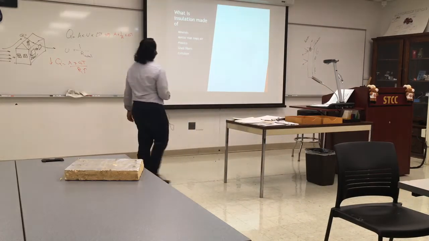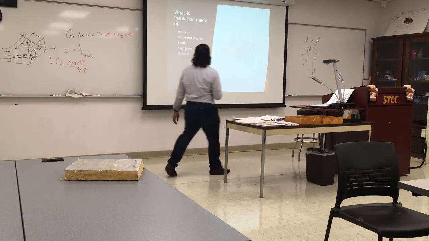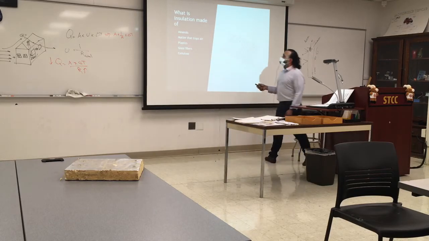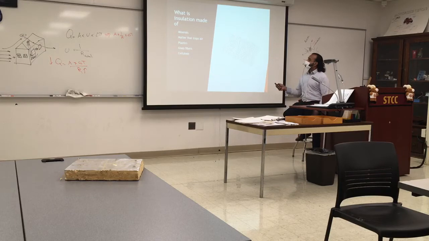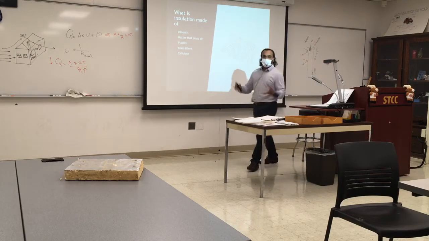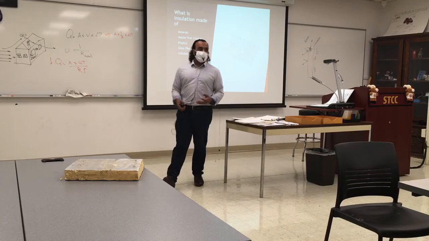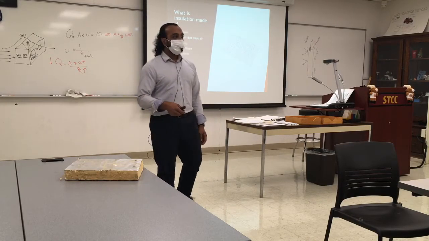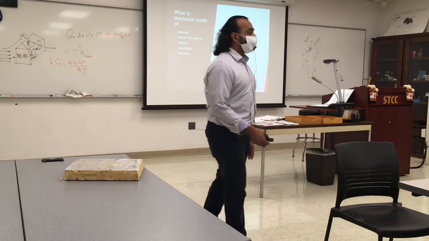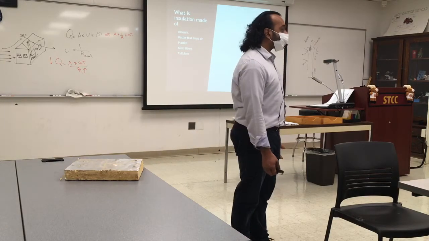Okay. What is insulation made of? We said minerals, matter that traps air, some kind of fiber. That's why we always have fiber. We're trying to reduce the circulation of air. Plastics, glass fiber, or cellulose, anything that can be fluffy. The fluffiness stops the air from moving around. That's the idea. It will also help if this material is non-conductive.